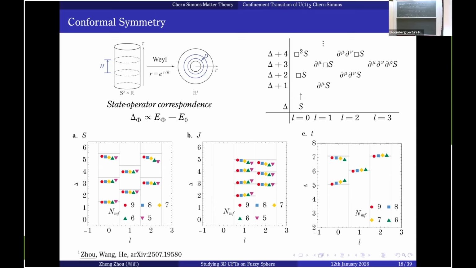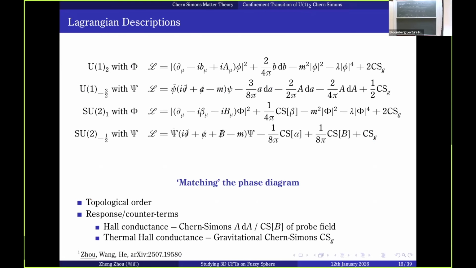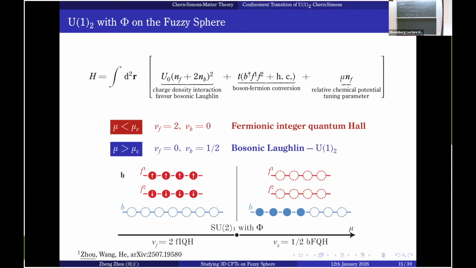Shall I continue? Yes. Can I ask an ignorant question about a couple of slides ago? You said that for this fuzzy sphere Hamiltonian, when you tune this relative chemical potential, on one side you have this U1 level 2 topological order, and on the other side you have trivial. How do you check that you have U1 level 2 if you only have access to the theory on the sphere? You can check it by calculating the entanglement spectrum. There is a Laughlin conjecture that the entanglement spectrum has a 1-to-1 correspondence with the chiral CFT on the edge.